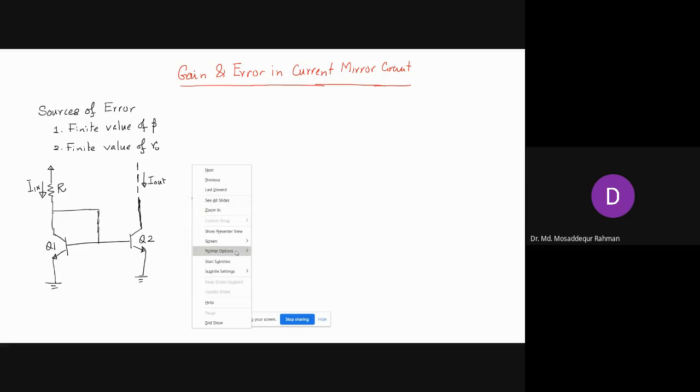And then we have this voltage here, which is VBE, right? So this we call the basic current mirror circuit.